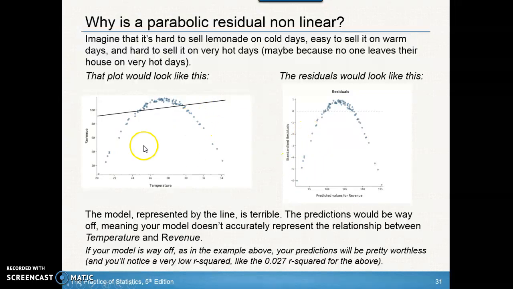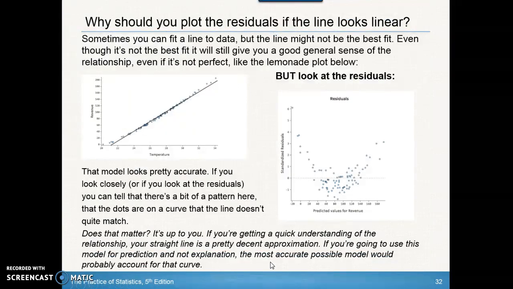Look at my residuals. My predictions are going to be way too low, a lot of predictions too high, and many way too low over here. I don't have any predictions that are accurate. So if your model is way off, as in the example above, your predictions are pretty much going to be worthless, and you're going to notice a very low R squared value, like 0.027, which we'll talk about what that means in a few minutes.